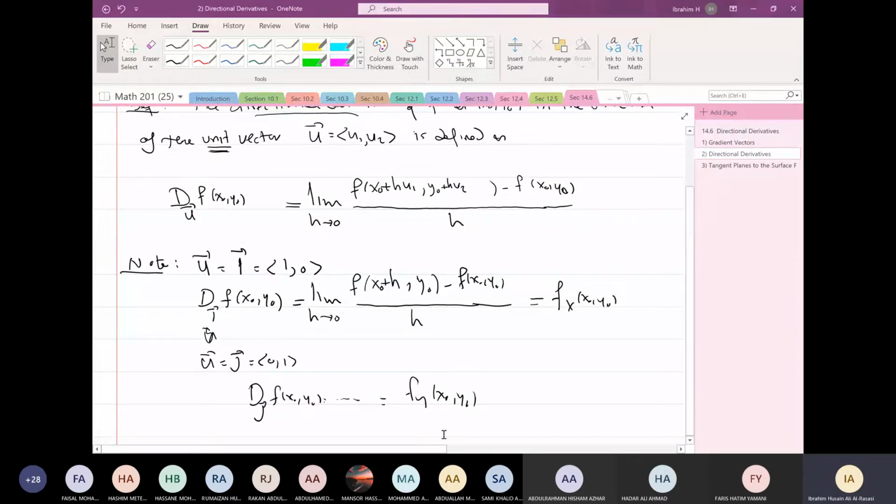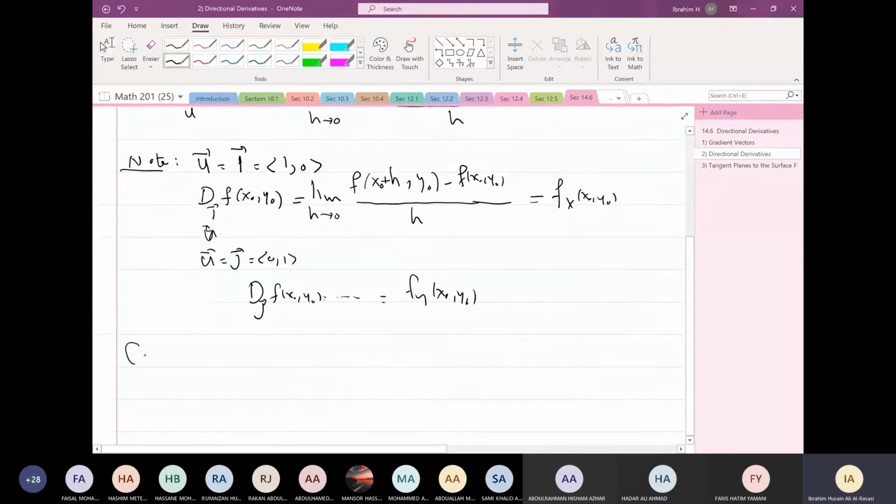So this means that the partial derivatives with respect to x and with respect to y are special cases of the directional derivative, or the directional derivative is a generalization of the partial derivatives f sub x and f sub y. So this is the definition of the directional derivative, and this is its geometric meaning. It is still the slope of a tangent line to a curve, but in a specific direction. Now the next step, which is the main thing, is how to compute the directional derivative.